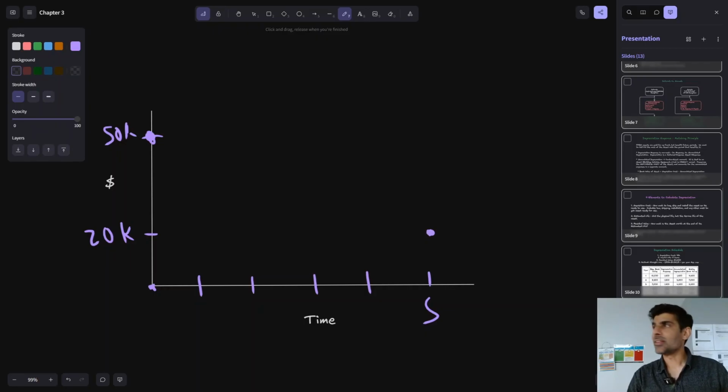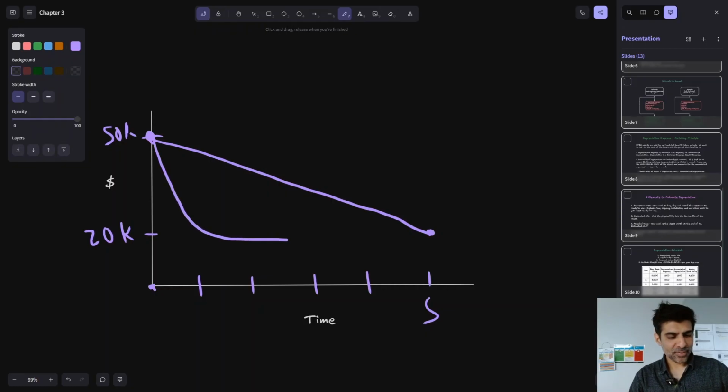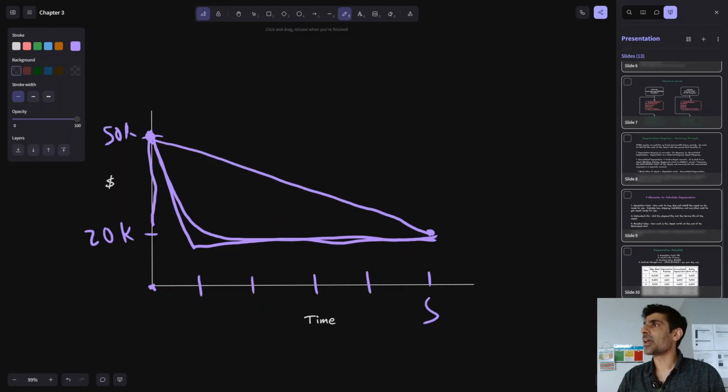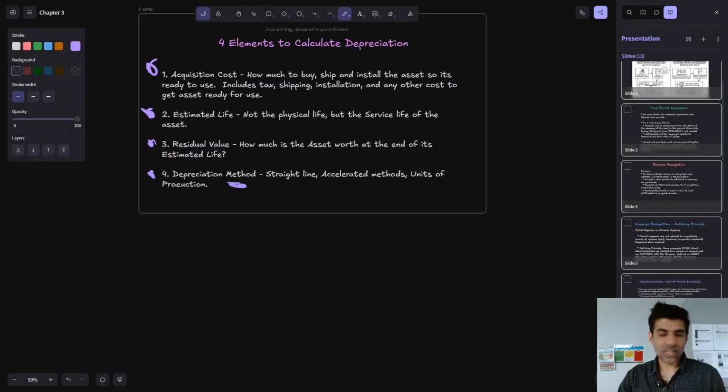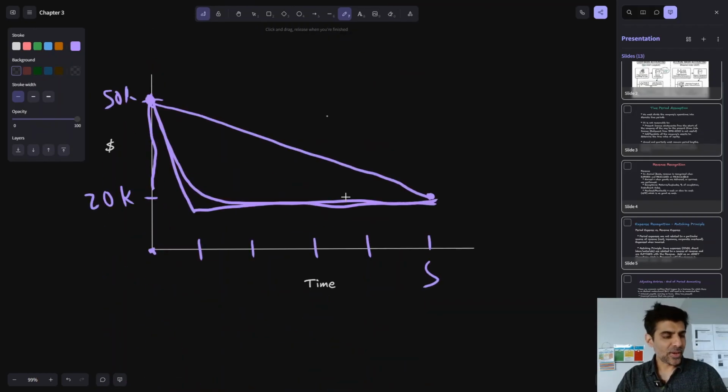How many ways can we connect these two points together? It could be a straight line. Any other ways we can connect this? Yeah, there's infinite actually. We could take a lot of depreciation in the first years and then very little. We could take all the depreciation in the first year, like this, and then none in the others. So there's an infinite amount of ways to connect these two points, which is why we need this fourth one, which is our depreciation method. That tells us every year how much depreciation expense to take.